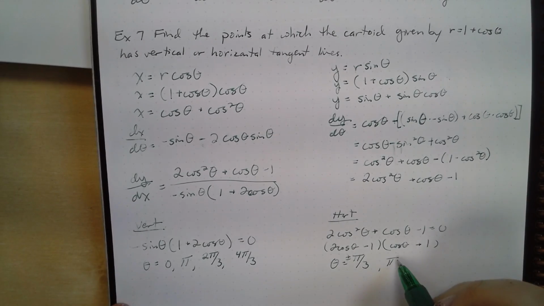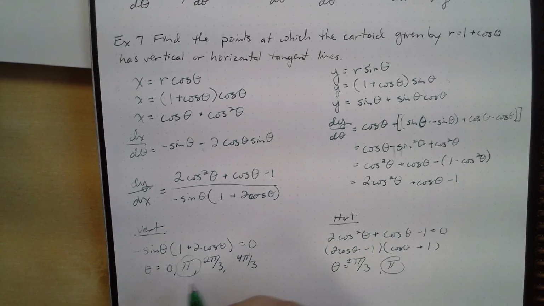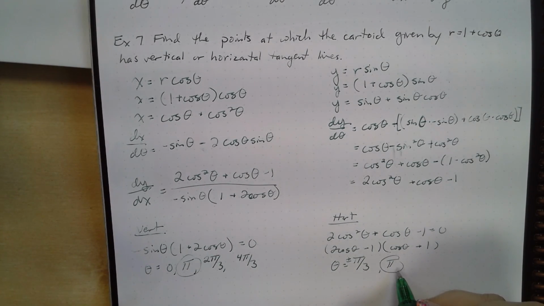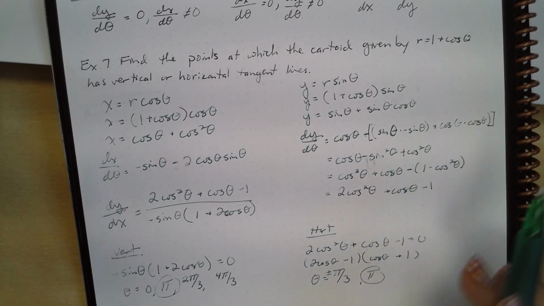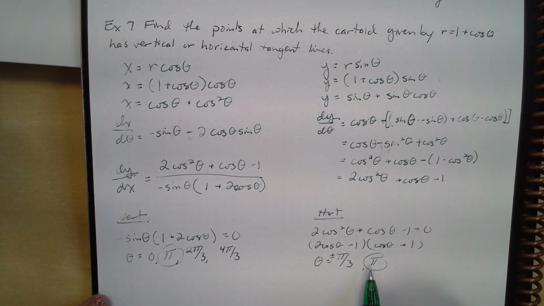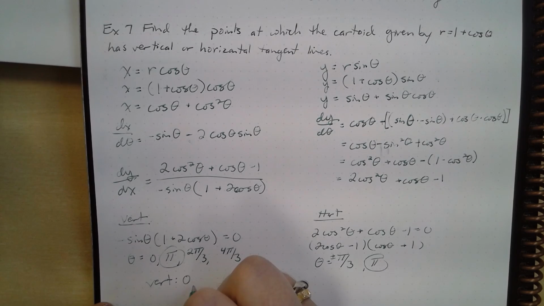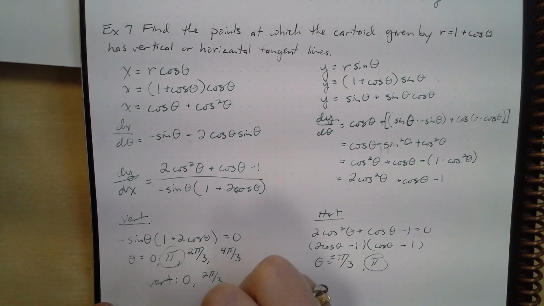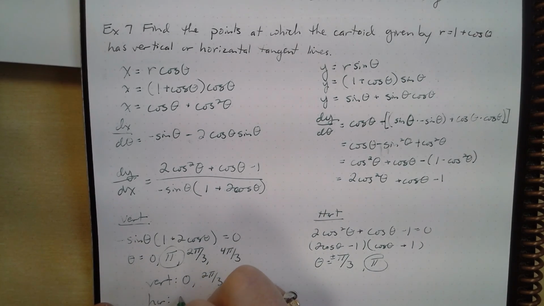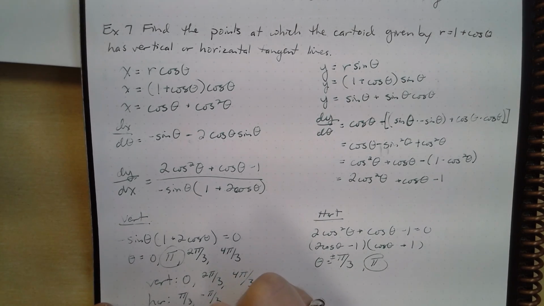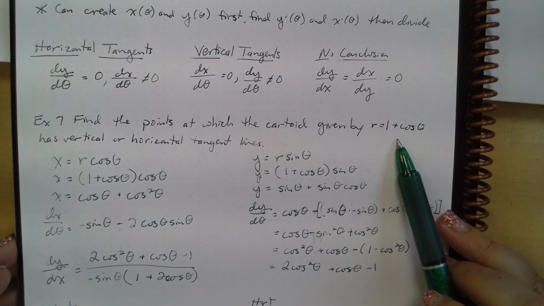So notice that we have this pi here and this pi here are the same, so we actually have no conclusion of what's happening at pi, right? There's no conclusion there, and that's from up here. When dy over dx, dx over dy, when those are equal, there's no conclusion. So they're both equal to 0 there. But we do have our vertical tangents are going to be at 0, 2 pi over 3, and 4 pi over 3. And our horizontal tangents are going to be at pi over 3 and negative pi over 3. Okay? And that's it. That's when tangency is happening on this graph, 1 plus cosine theta.